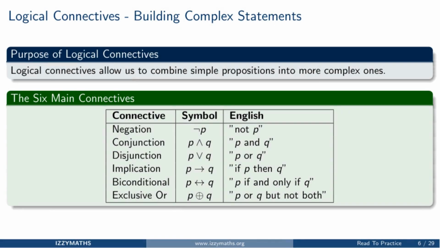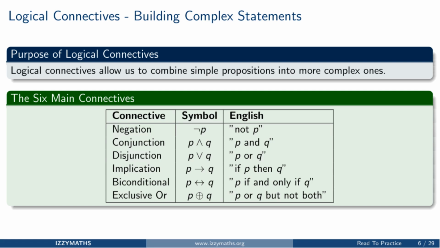The purpose of logical connectives is to allow us to combine simple propositions into more complex ones. We have 6 main connectives to learn. Negation, written as not P, means not P. Conjunction, written as P and Q, means P and Q. Disjunction, written as P or Q, means P or Q.